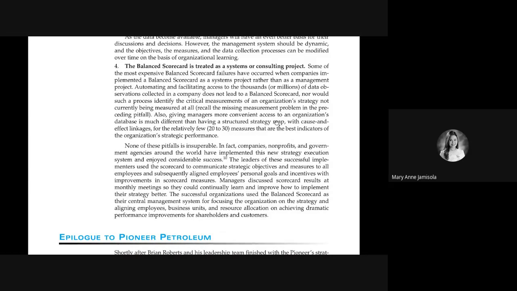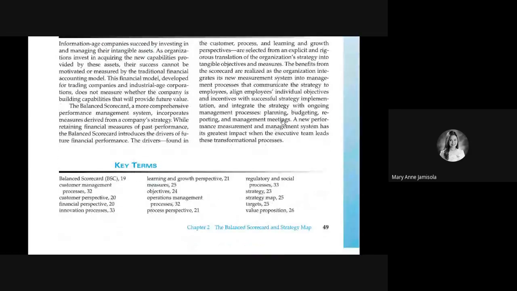Okay. So that ends our discussion on Balanced Scorecard. Take note of our key terms here. We discussed Balanced Scorecard, customer management processes, customer perspective, financial perspective, innovation processes, learning and growth perspective, measures, objectives, operations management processes, process perspective, regulatory and social processes, strategy map, targets, and value proposition.